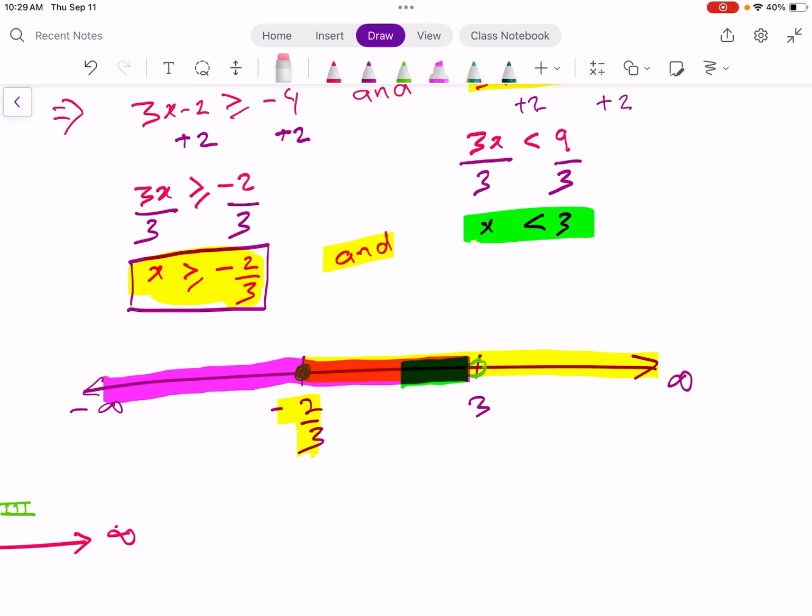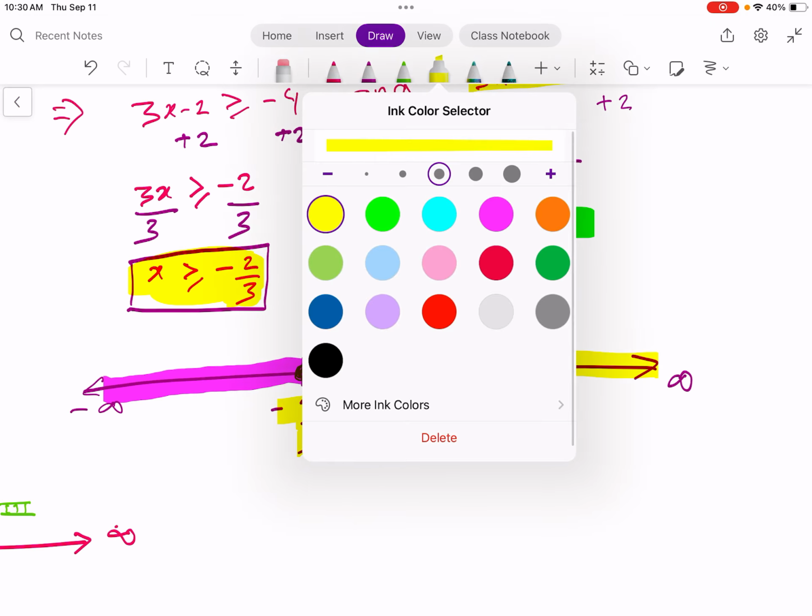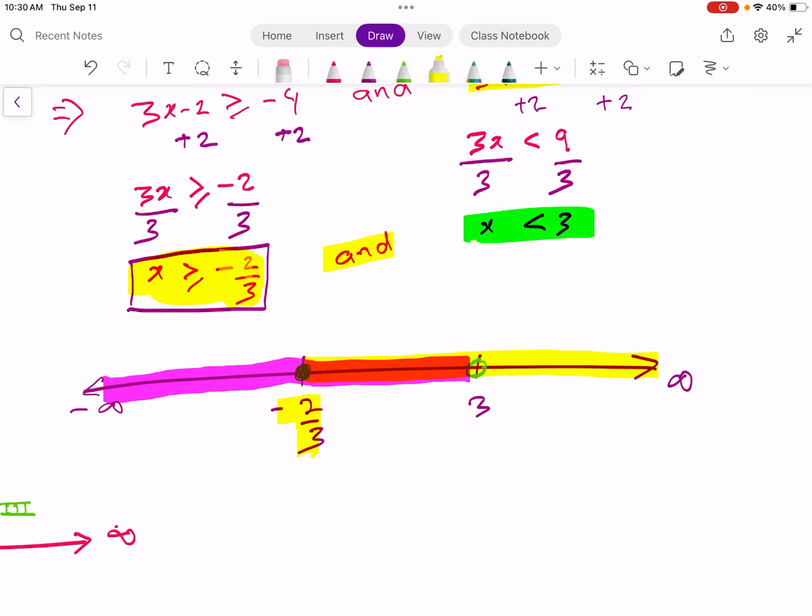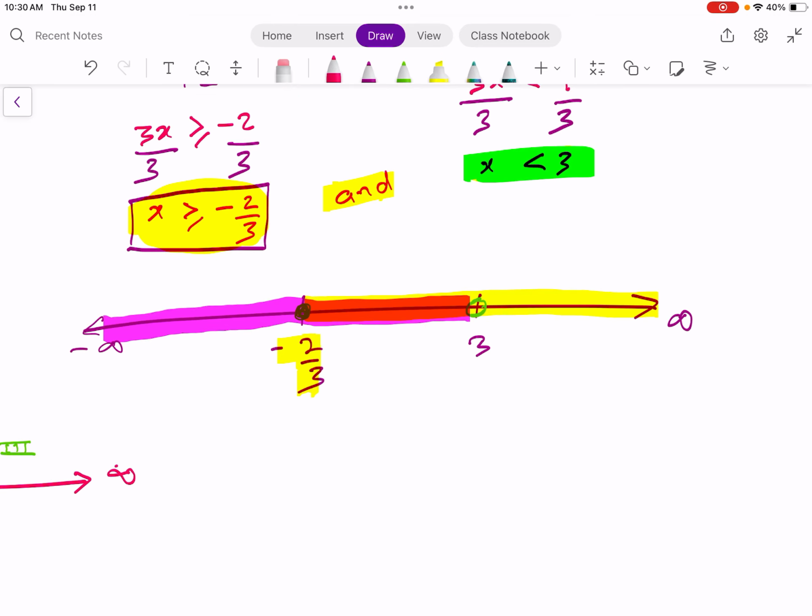Okay, now do you see a common region? Let me redraw this. Now do you see that common region? So we have a yellow region, right? Do you see that common red region? That common region is the solution. Since our solution is a number greater than or equal to -2/3 and less than 3, it is on this red region.